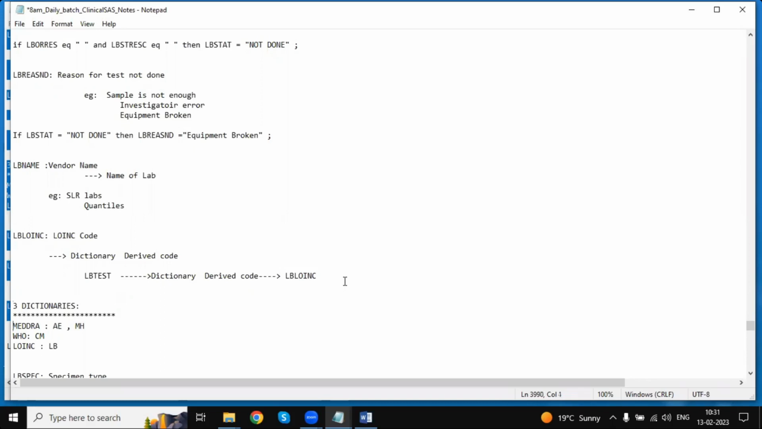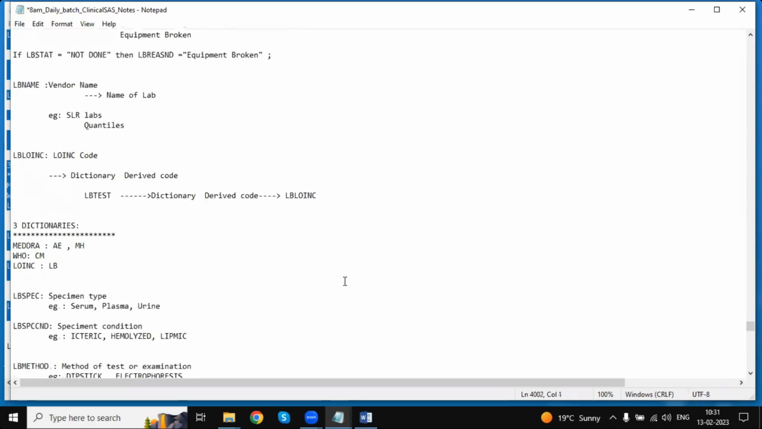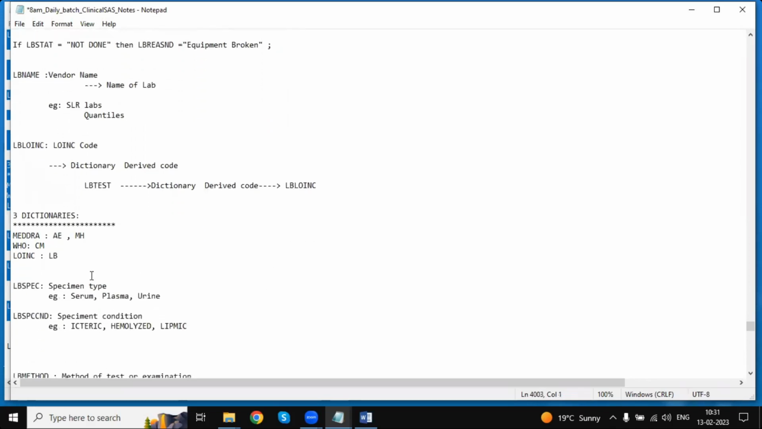So the next variables are LB specimen type and specimen condition. Both of these you have to capture. Specimen type, LBSPEC, is whether it's serum, plasma, or urine. Specimen condition, LBSPCC, is whether it's an acidic condition, hemolyzed condition, or lipemic condition.